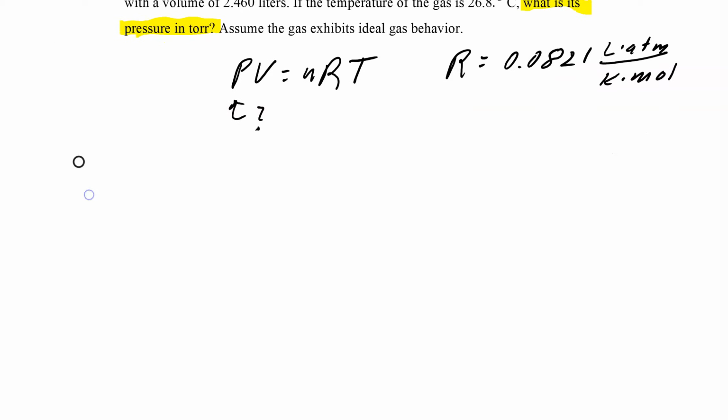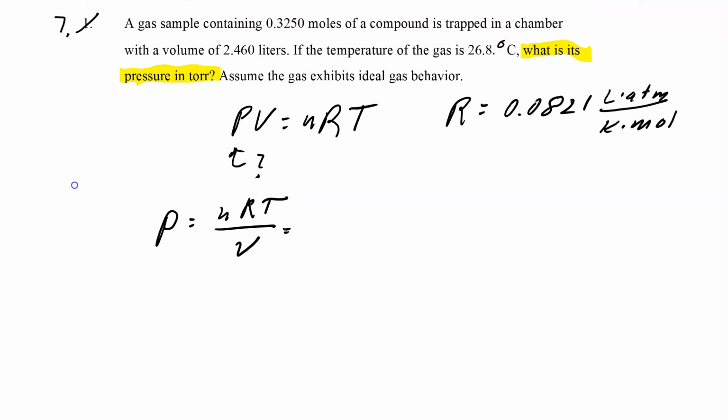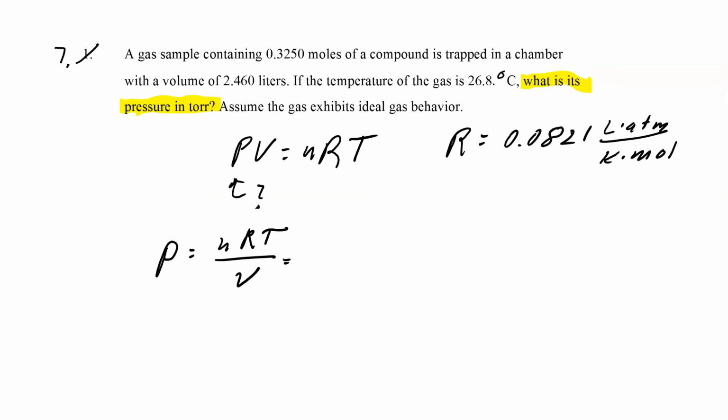So we have to do a little bit of algebra, which is no big deal. We're just going to divide both sides of the equation by volume. So we get P is equal to nRT over V. Now we have to make sure that we have our variables in the proper units. N, number of moles, that's given. Here's our number of moles. R is already given.